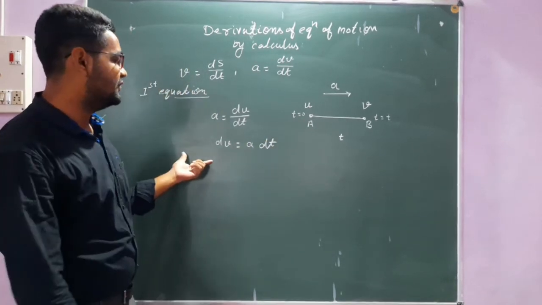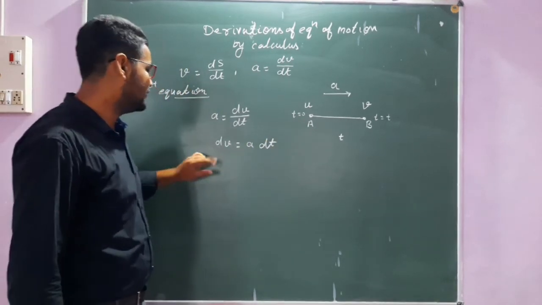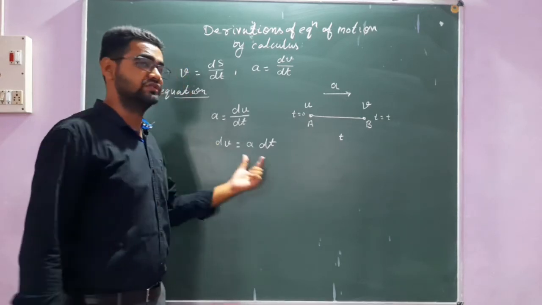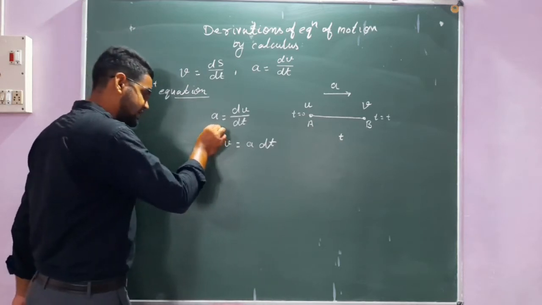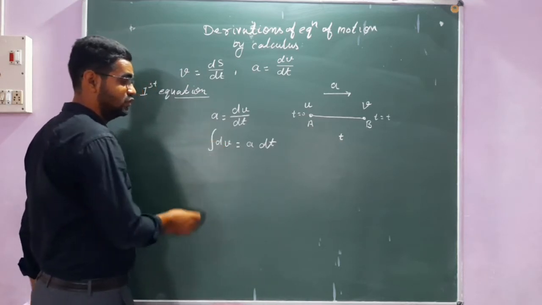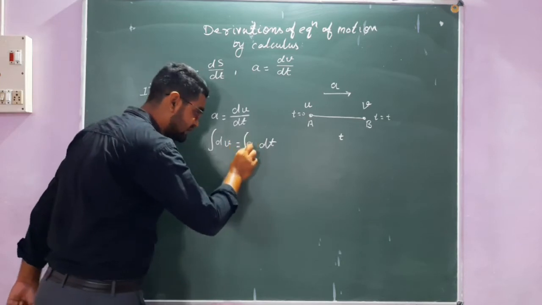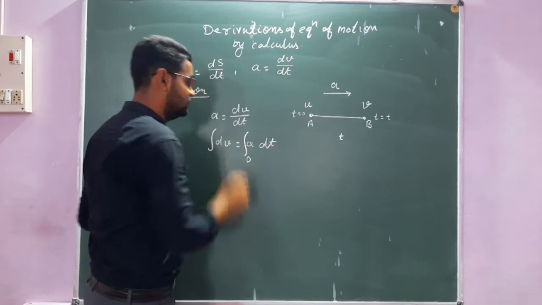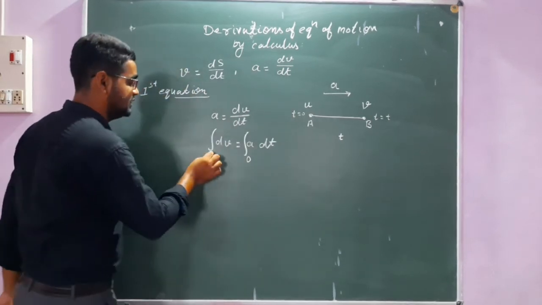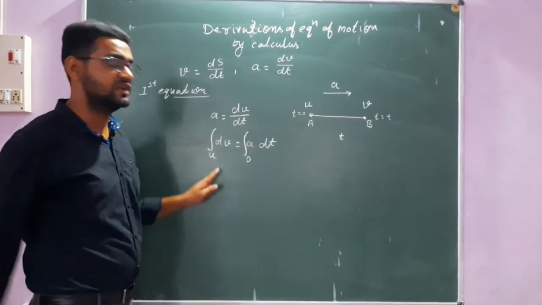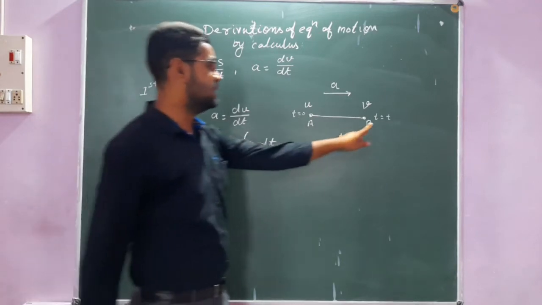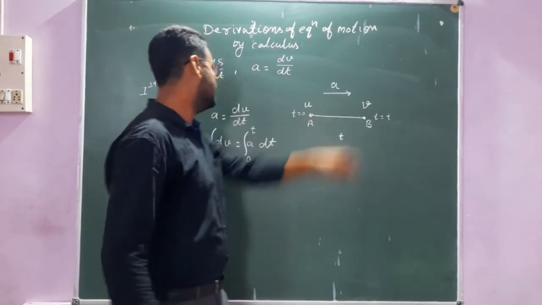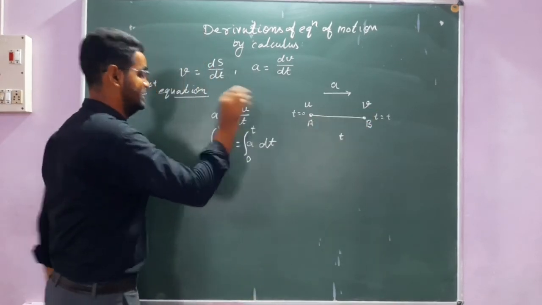This is a type of differential equation. To find the equation from this differential equation, we have to integrate both sides. Then apply integration. When time is 0, then the lower limit is 0. The velocity is u, so the lower limit for velocity is u. When time is t, then the upper limit will be t. The velocity will become v, so we put v.